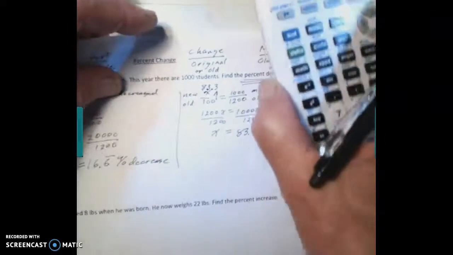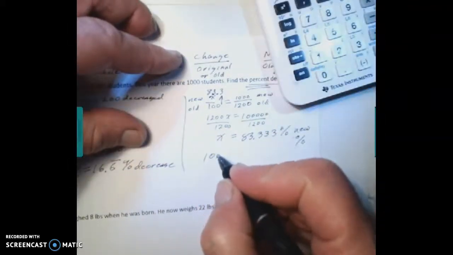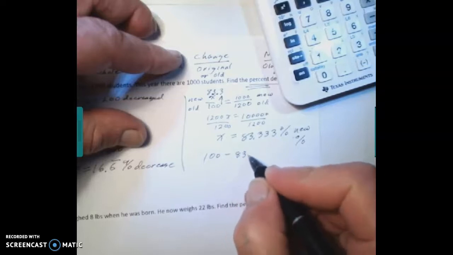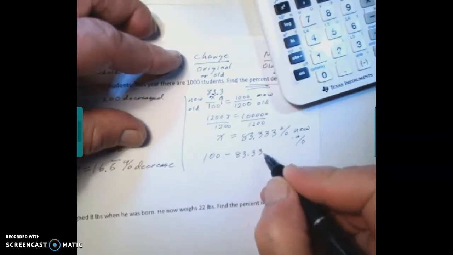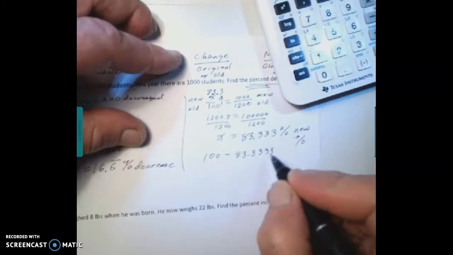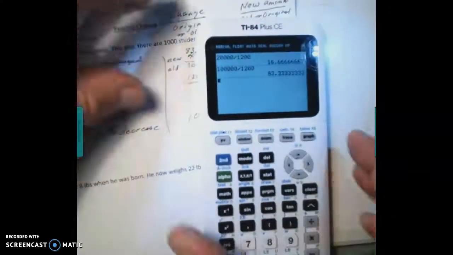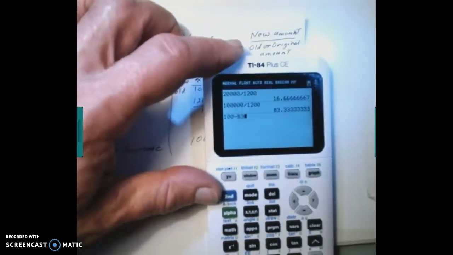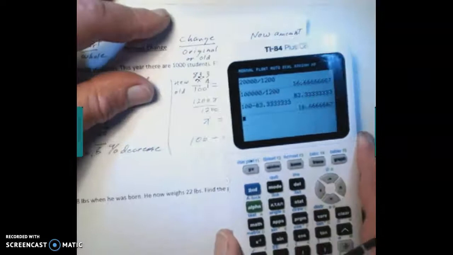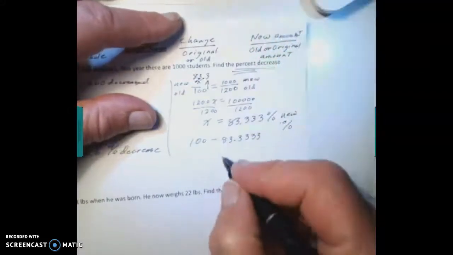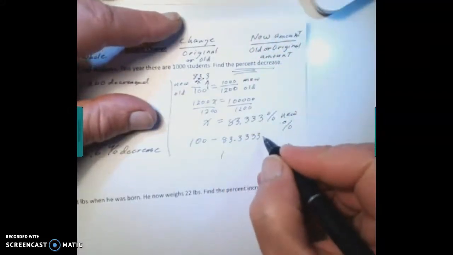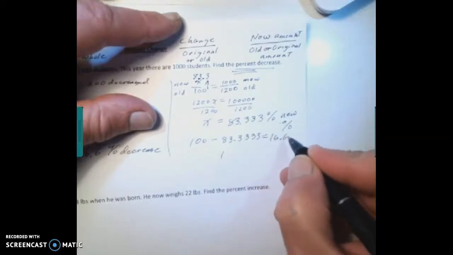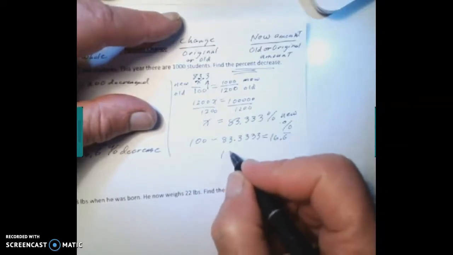So you need to subtract. You need to do 100 minus 83.3 repeating. When you put it into your calculator, put in a whole bunch of threes. So if you do 100 minus 83.33333, you get, there it is, our 16.6 repeating. The same answer we got the other way.